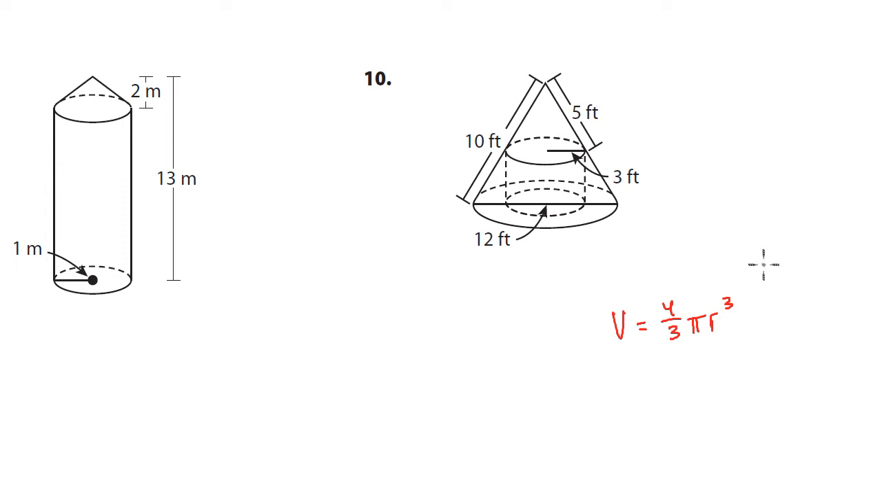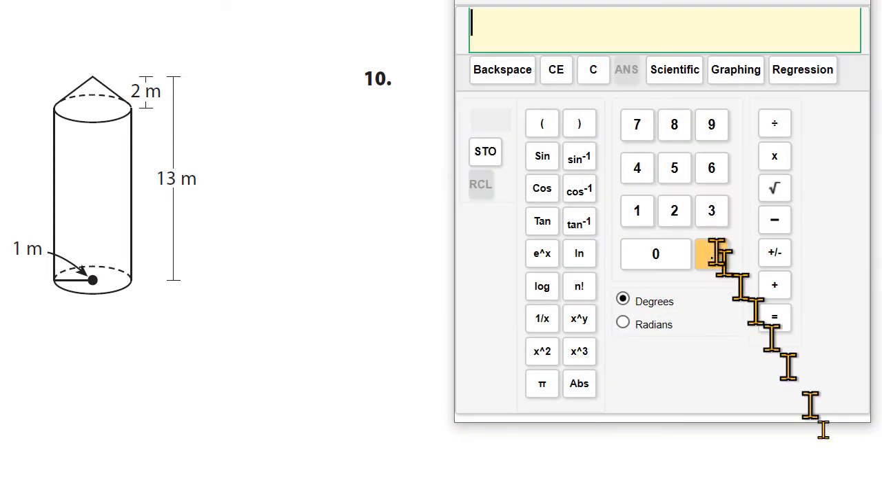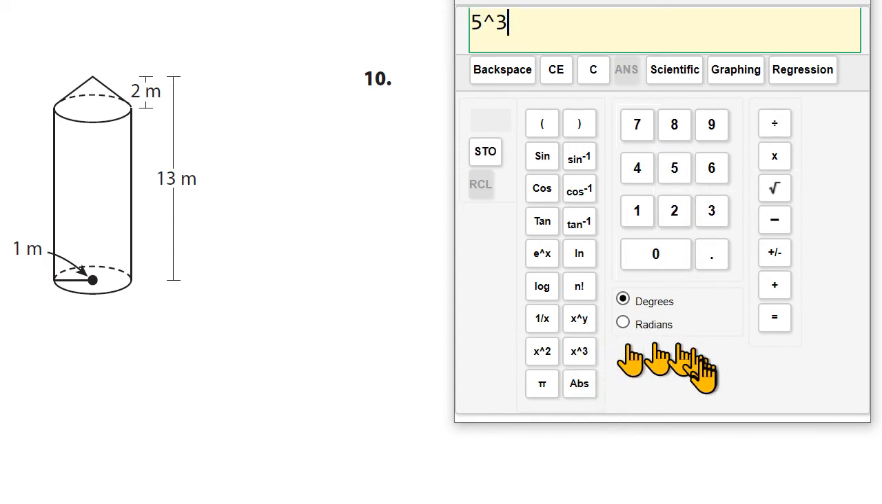So some of you may have questions of how to accomplish that with your calculator, and I'm not sure which calculator you have. But on the electronic one that's linked to your website, there's a specific key down here for cubing. So if I want to do 5 cubed, there's one way to do it.